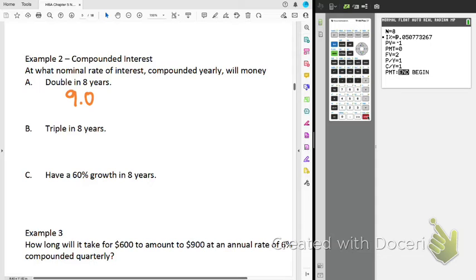I did PV as -1, therefore my future value was 2, but you could have picked anything you wanted as long as it doubled. So you could have done $100 and $200 or $1,000 and $2,000. Some of them will be easier to think of with different numbers, which we're going to see in part C. Okay? All right, so see if you can do part B.